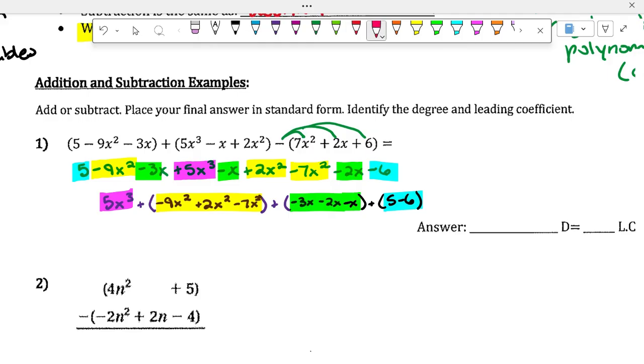So now we can start our adding. I have 5x cubed. We just bring that down. What's negative 9 plus 2? Negative 7. What's negative 7 minus 7? Nope. Negative 14. So this would be negative 14, and we slap the x squared on at the end. What's negative 3x minus 2x? Negative 5x minus 1x? Negative 6x. So we have negative 6x. And then what's 5 minus 6? Negative 1. So this will be my final answer.